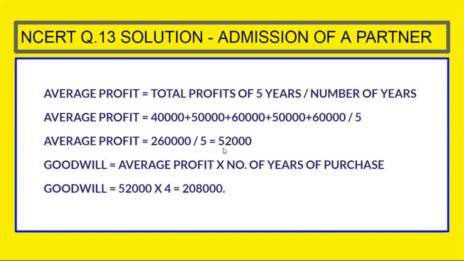Here the goodwill of the firm is calculated based on the average profit, and the weight given is the number of years purchase, 4 years. So 52,000 into 4. The goodwill of the firm is 2,08,000. It's very simple. Hope you all understand.